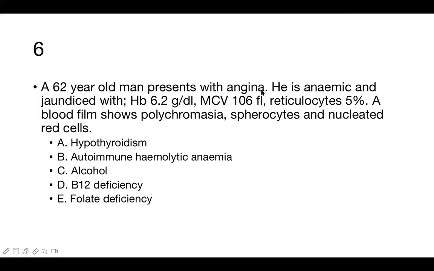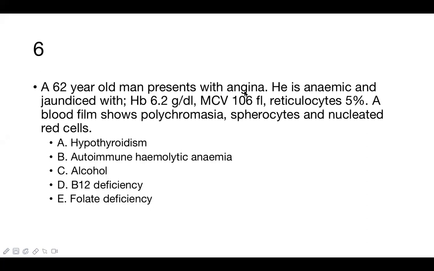This person presented with angina. He's anemic and jaundiced. Hemoglobin is very low, less than 7. It's called severe anemia. MCV is still higher, more than 100. Reticulocytes is 5%. So if I combine everything together, this is clear cut a case of hemolytic anemia. See this: anemia, jaundice, reticulocytosis. On top of that, the blood smear is also showing the same thing. Different types of color, spherocyte. This is one of the important features of autoimmune hemolytic anemia. Spherocytes are present not only in hereditary spherocytosis. In this condition also they are seen, and nucleated red cells are also present.